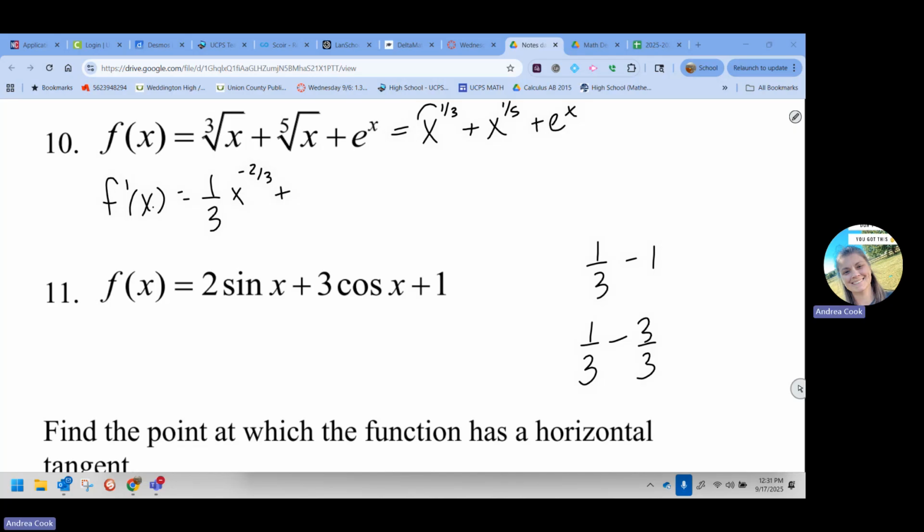And then I have the 1/5. When I bring that in front, 1/5 x to the... okay. Now I'm doing 1/5 minus 1, but instead of calling it 1, I'm going to call it 5/5. So 1/5 minus 5/5 is -4/5. You're going to start to get really good at fractions after this chapter.